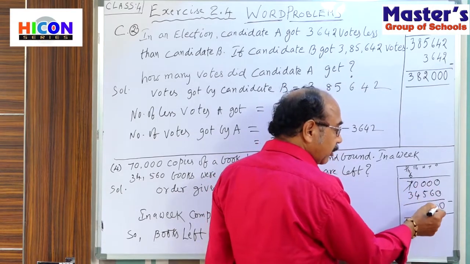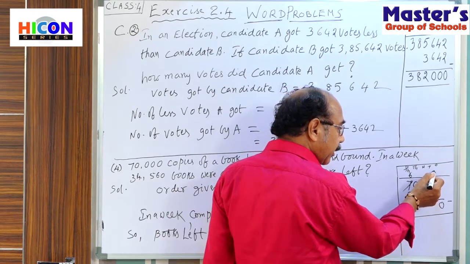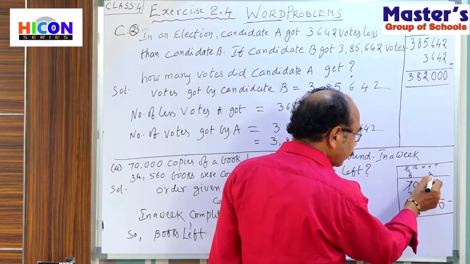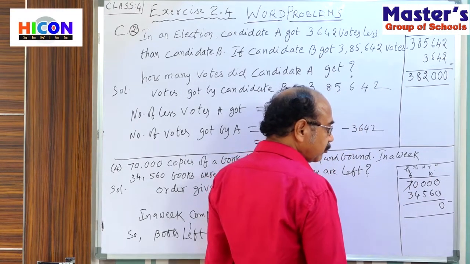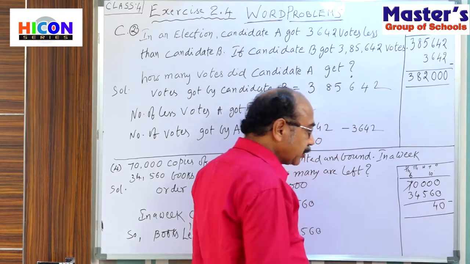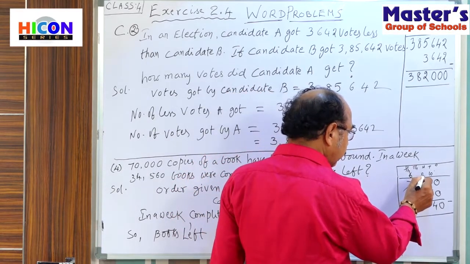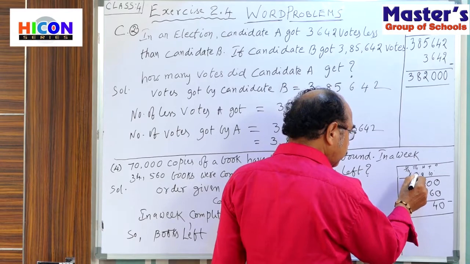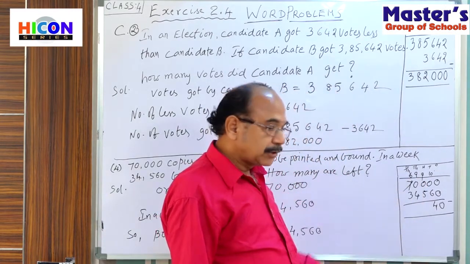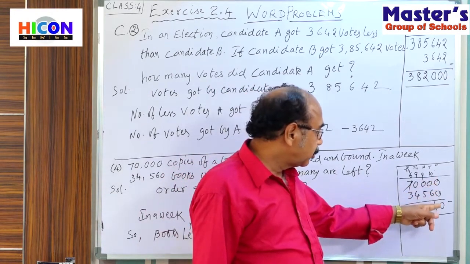Here, first of all, we are asking borrow. Borrow means here 10. Now 10 minus 6 is 4. Now here 0 becomes 9. 7 becomes 6. Once again see here, 0 minus 0, 0.